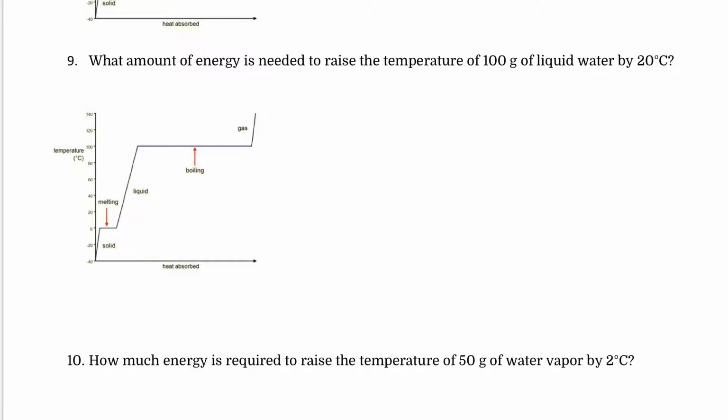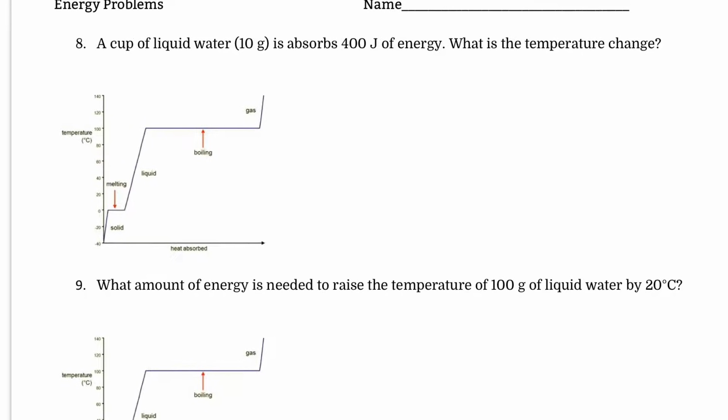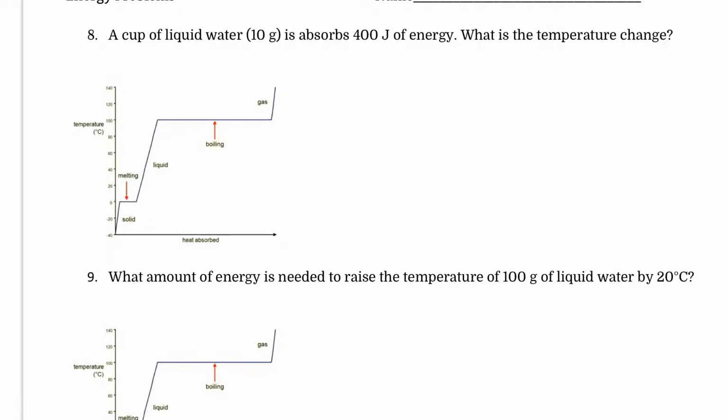And I'll do number 9 over here. What am I? Oh, you know what? Let's skip ahead to the temperature change question. Let's do this one here. A cup of liquid water, 10 grams, absorbs 400 joules of energy. So it's liquid water. We're going to assume that it falls in here. It's not going to change phases. So every 4 joules, 1 gram of water changes 1 degree Celsius.